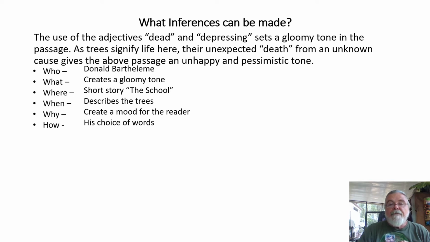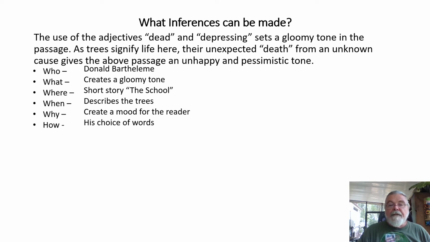So now I'm going to use my technique, who, what, where, when, why, and how. This works every time. If you don't use it, it works every time. Who? Donald Barthelme. What? Creates a gloomy tone. Where? The short story, The School. When? He describes the trees. Why? To create a mood for the reader. How? His choice of words.